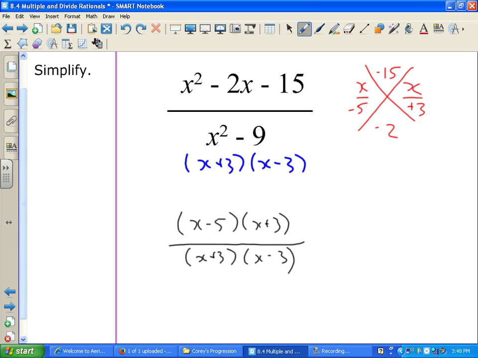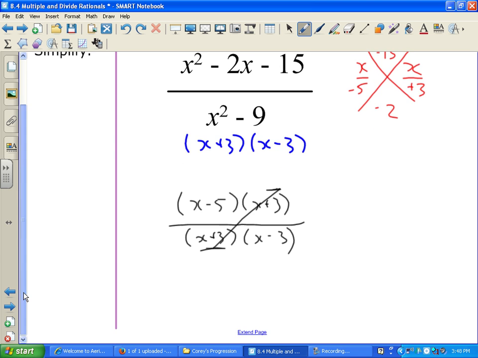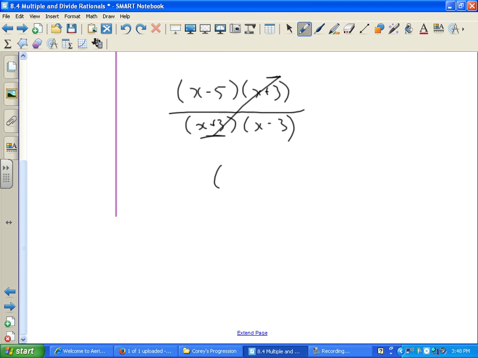At this point, we've got everything factored. Factor first, done. Now simplify. Simplify by removing your common factors. I have a giant 1, common factors of my x plus 3's. So that will leave me x minus 5 over x minus 3.